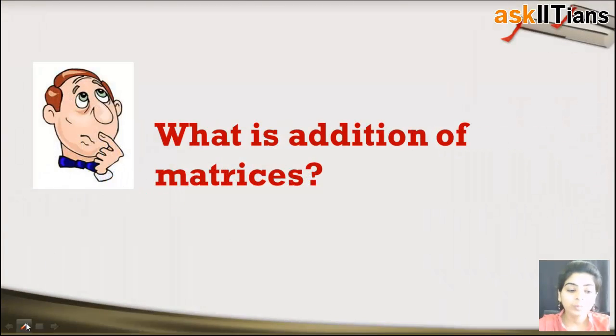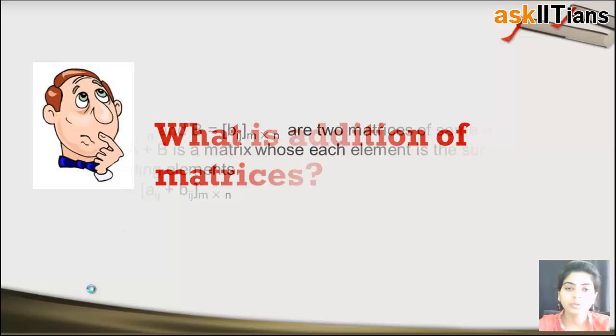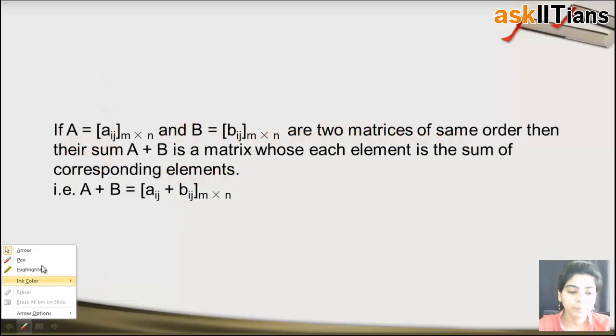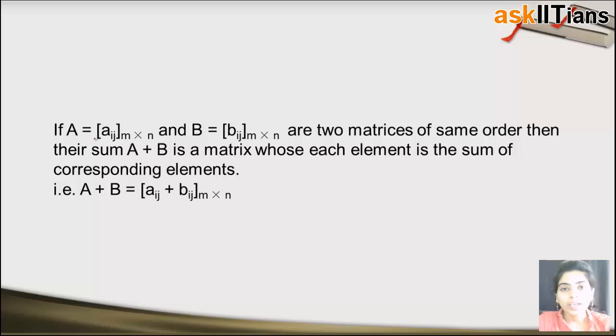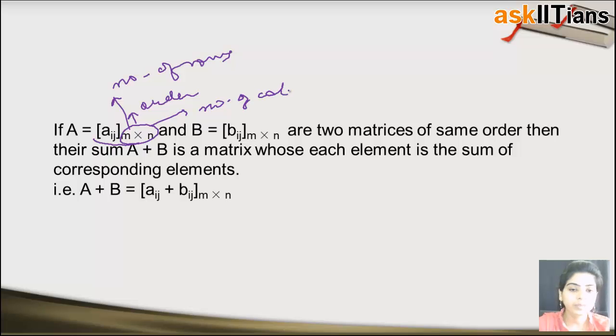So what do we mean by addition of two matrices? The topic is quite simple. I'm sure you'll be able to understand it very easily. First of all, I'll be referring to the mathematical definition of addition of two matrices. If A equals aij of order m cross n, you must be remembering m cross n stands for the order of the matrix, where m is the number of rows and n is the number of columns, right?